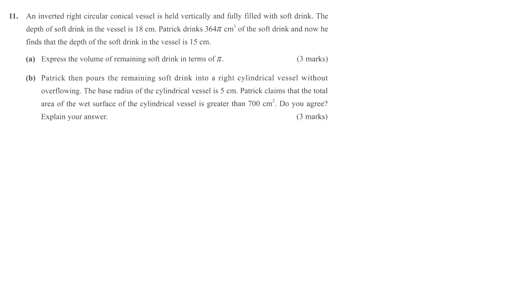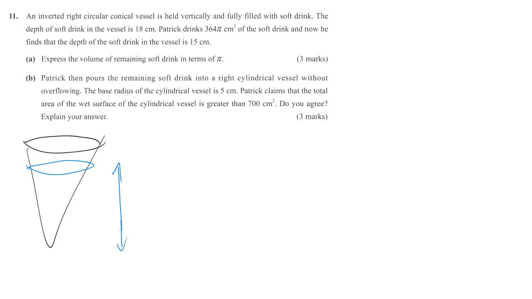Now, they say that there is an inverted circular cone, and then there is some soft drink inside. Our original depth is 18, and then some amount is reduced. The reduced amount is 364 pi. That means the volume difference of the two cones is this amount. And then the height will become 15 afterward.